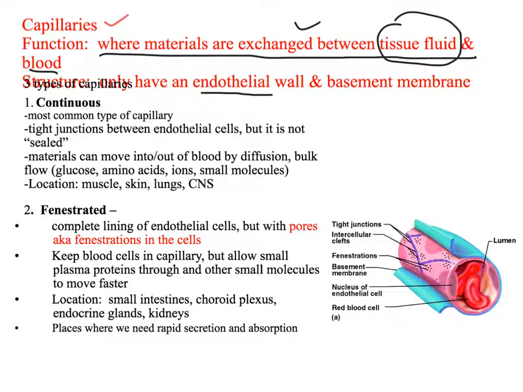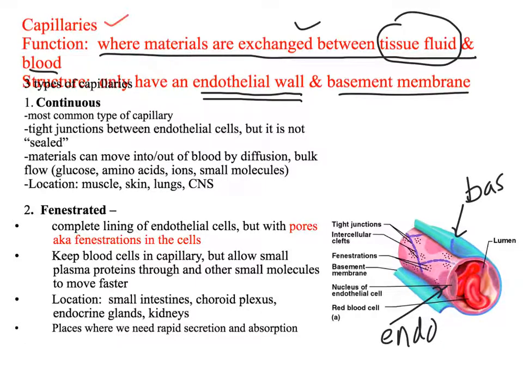Now the structure of capillaries. Capillaries only have an endothelial wall and a basement membrane. Actually, the basement membrane is the blue, and the endothelial wall is the pink. So this is the endothelium, and then there's the basement membrane. Basically, it's a whole bunch of simple squamous cells tightly packed together, lying on a basement membrane.